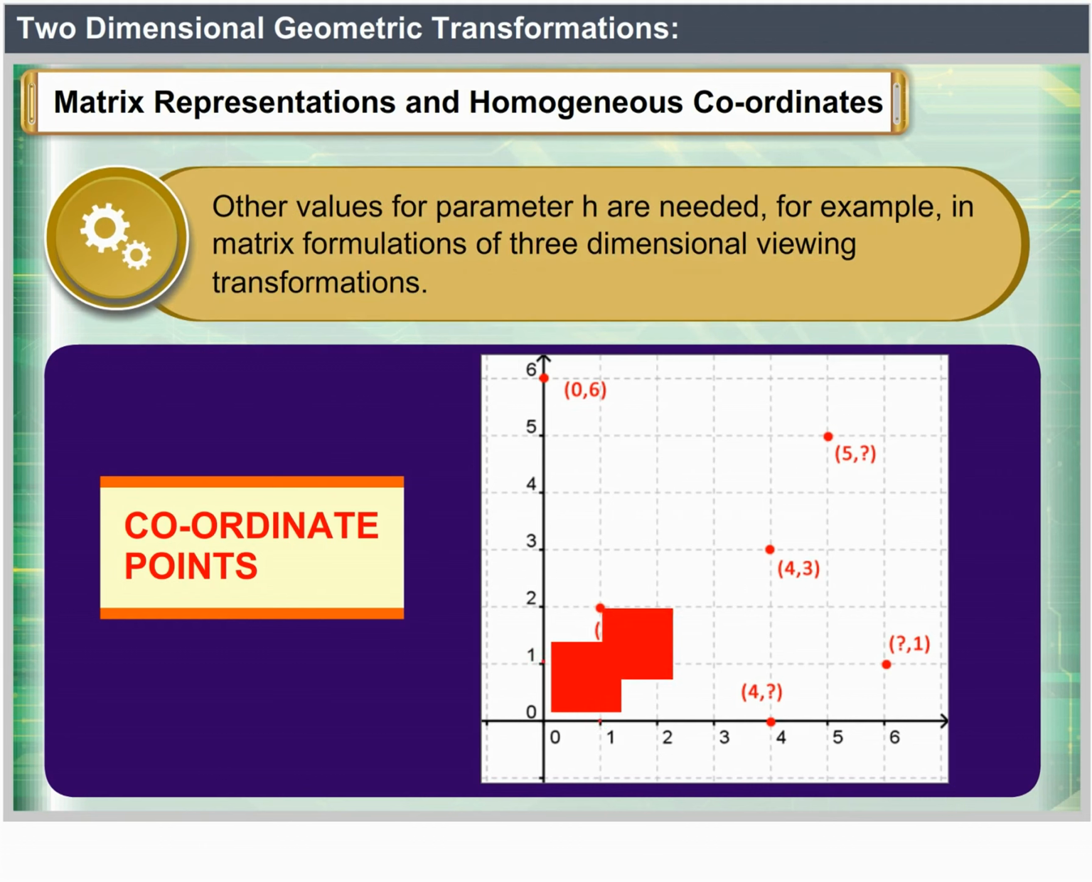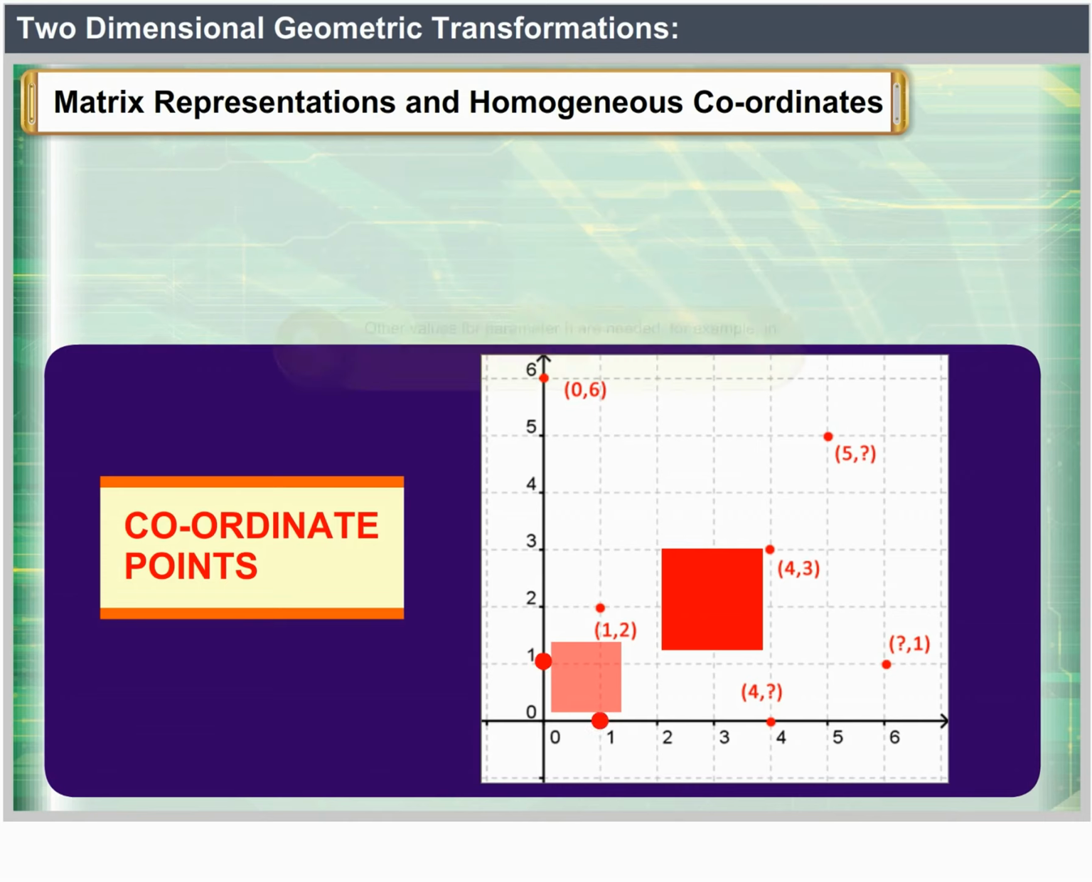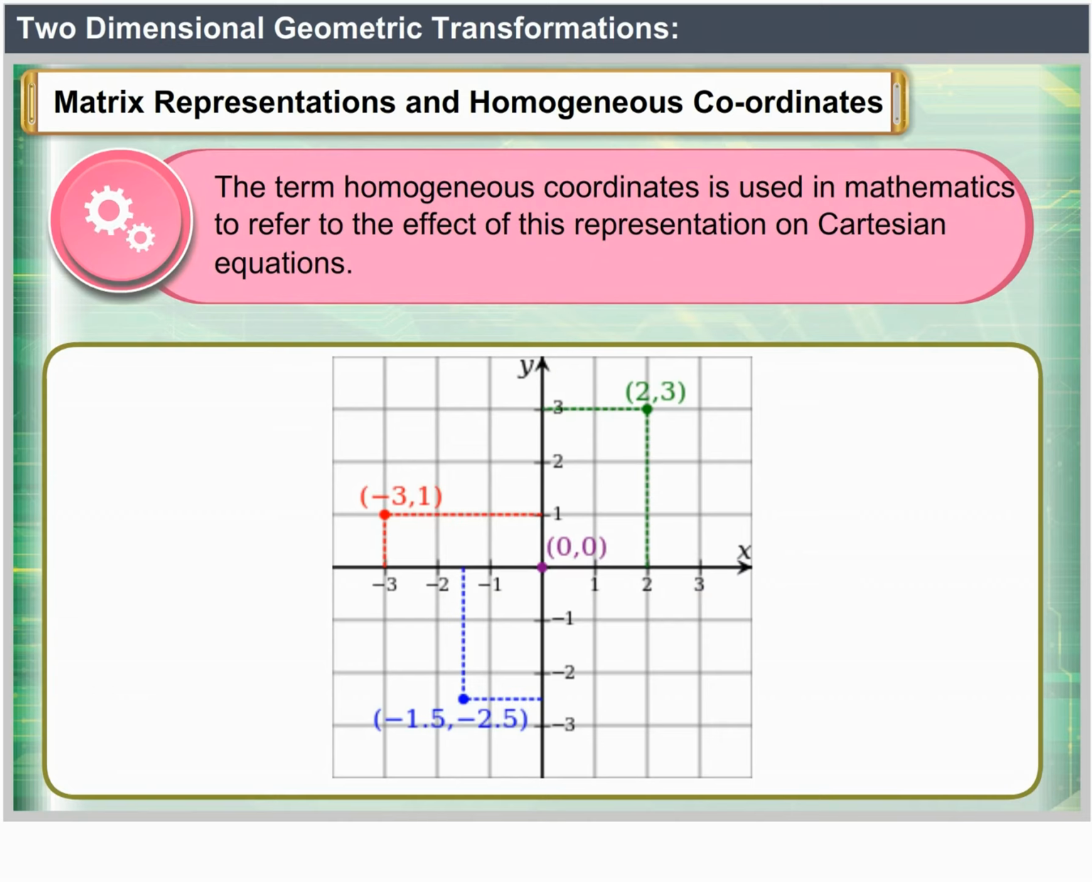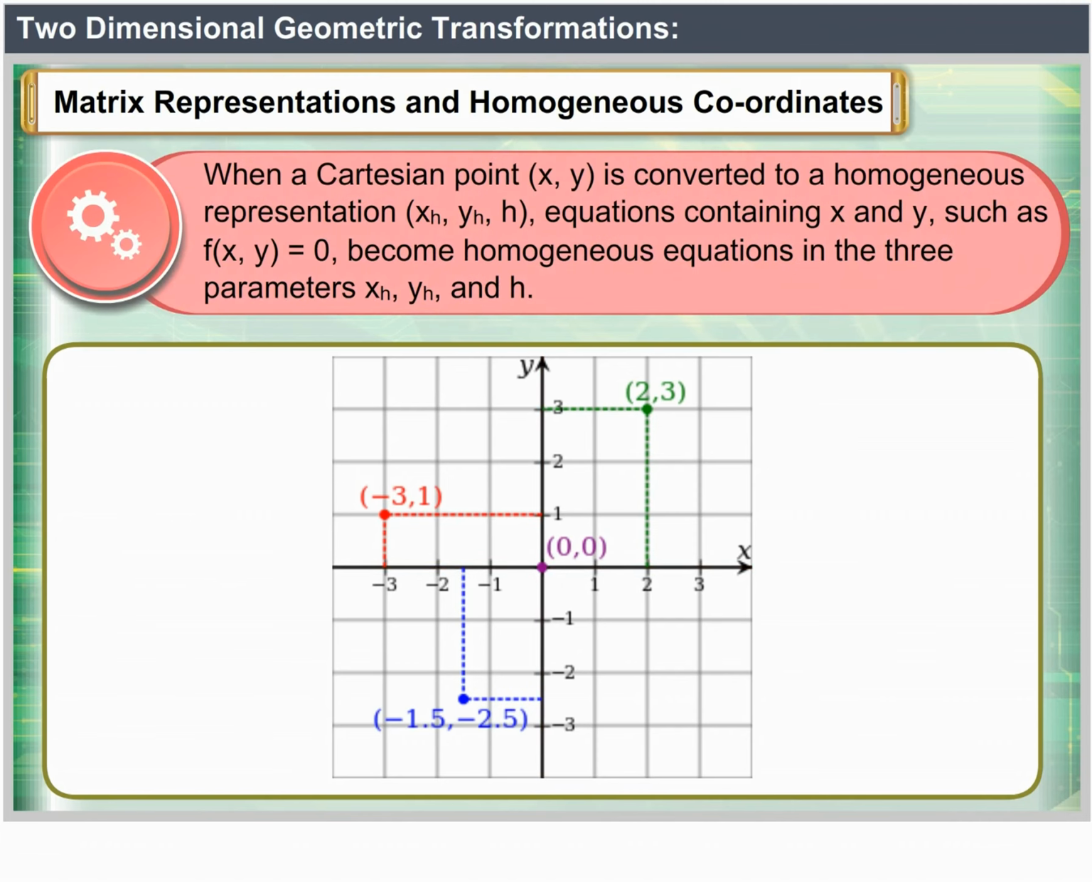The term homogeneous coordinates is used in mathematics to refer to the effect of this representation on Cartesian equations. When a Cartesian point x, y is converted to a homogeneous representation xh, yh, h, equations containing x and y, such as f of x, y equals 0, become homogeneous equations in the three parameters xh, yh, and h. This just means that if each of the three parameters is replaced by any value v times that parameter, the value v can be factored out of the equations.